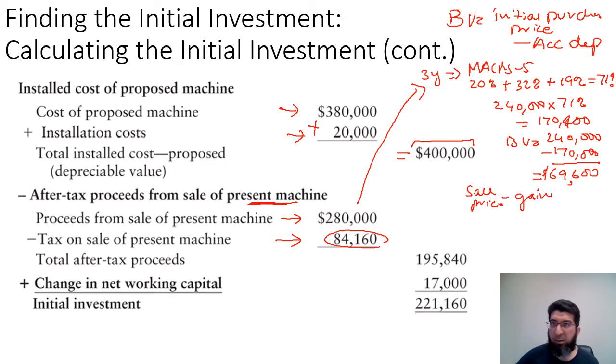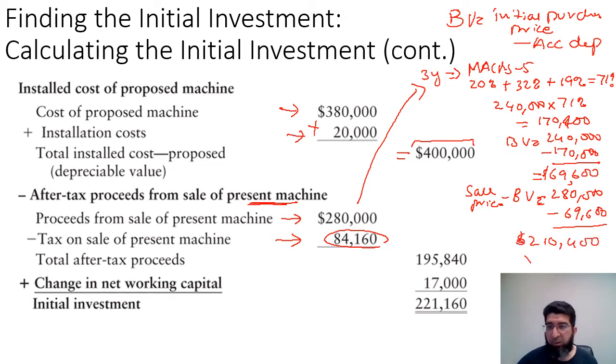Now, the gain is the sale price minus the book value, and that gives us the gains. That will be $280,000 minus 69,600, and that comes out to be 210,400.